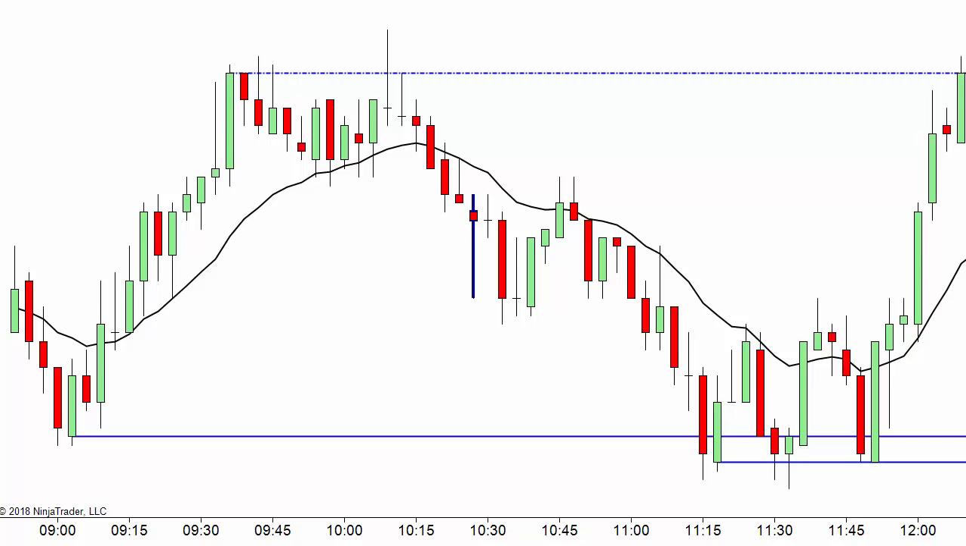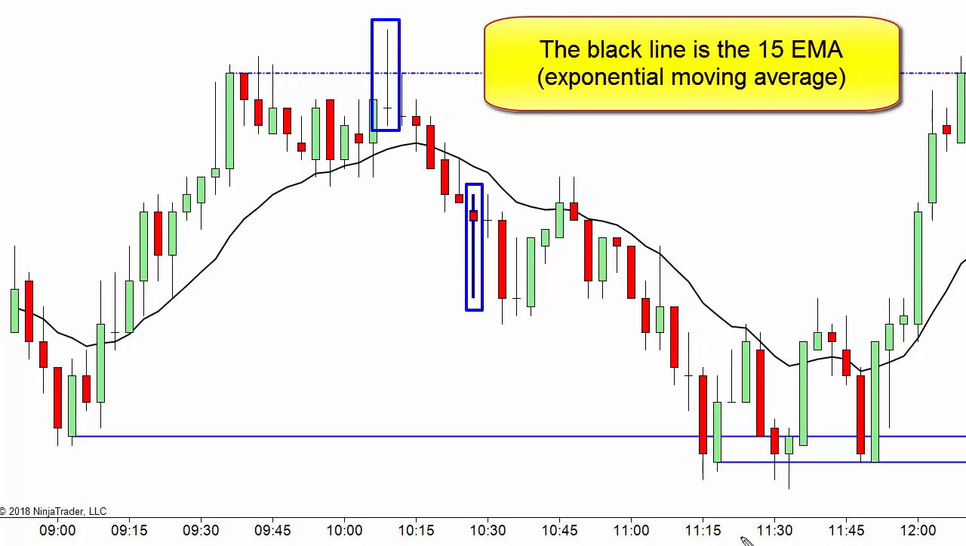So here we got a nice bullish one-bar pin bar candlestick pattern. But where does it occur? By the way, look, we had another one up there. So that's a high. But now we're coming down. By the way, this black line, that's the 15 EMA.